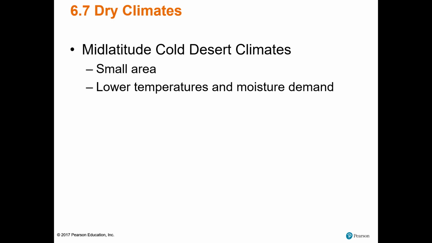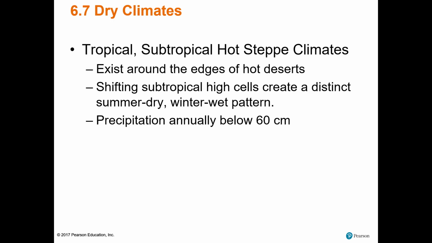In mid-latitude cold desert climates, there's a small area, lower temperatures and moisture demand. There are tropical, subtropical, hot steppe climates. These exist around the edges of a hot desert. They're characterized by shifting subtropical high cells. This creates a distinct dry summer, wet winter pattern. The precipitation is still below 60 centimeters annual if it was added up and totaled.